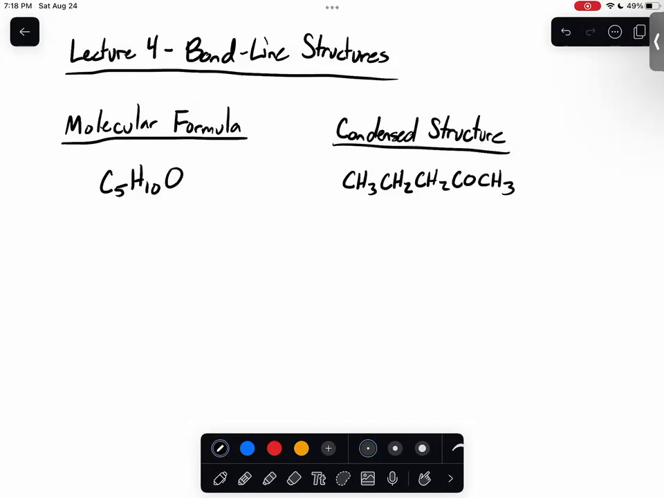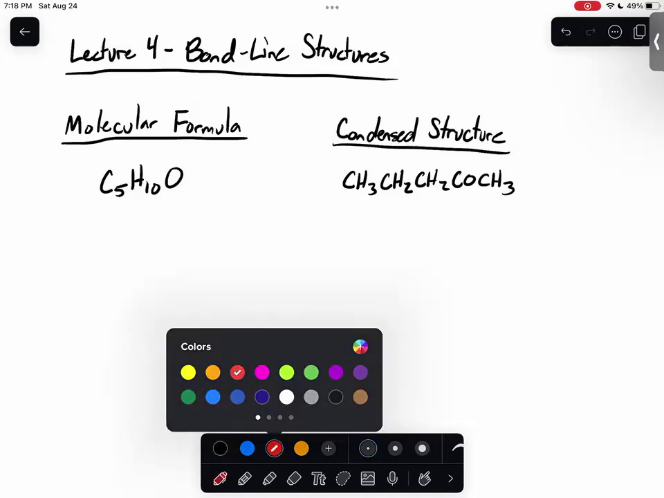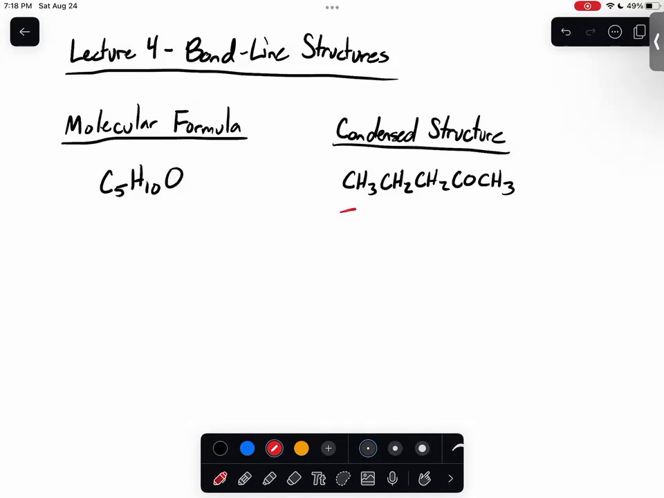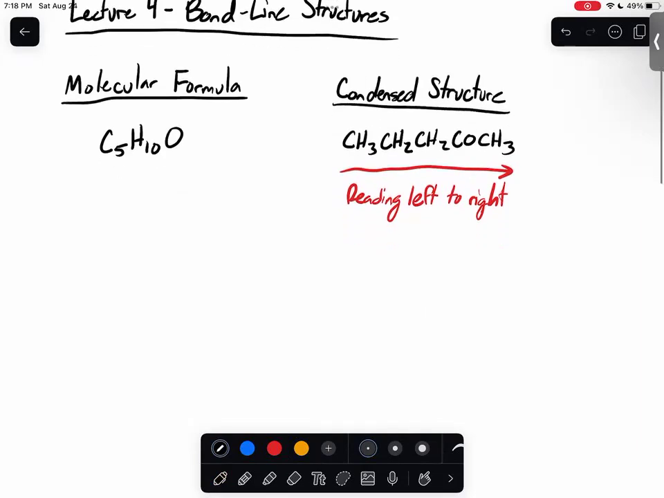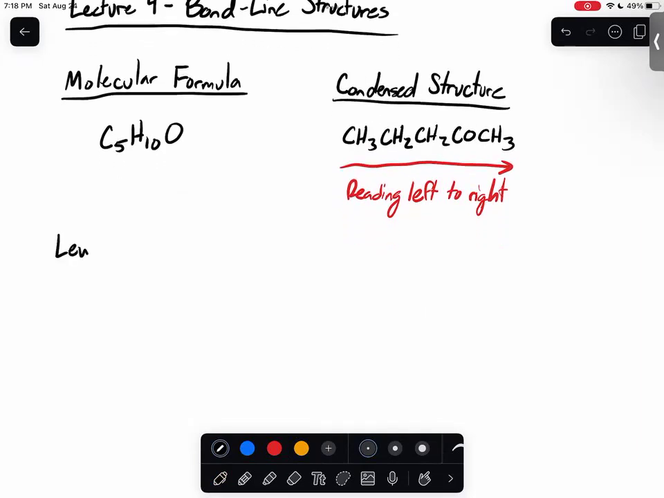And the thing about these condensed structures is whenever you're looking at them, you are essentially just reading left to right, and it's telling you exactly what the molecule looks like. Right? It's telling us that on the far left, there's going to be a CH3, and then it's going to go CH2, CH2, CO, CH3. So what that's going to look like for us is we can, of course, represent this with a Lewis structure, just like we have been this entire time.